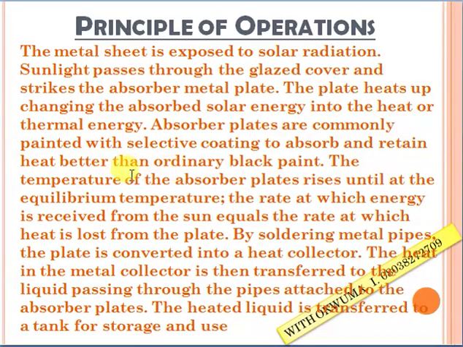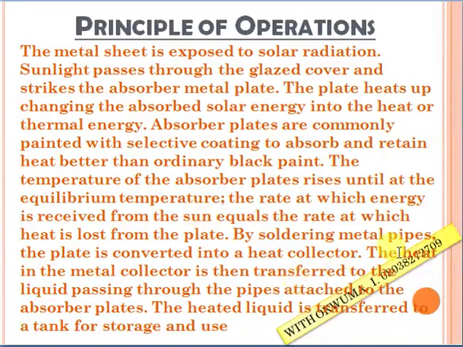Now we say that the temperature of the absorber plate rises until the equilibrium temperature, that is, the rate at which energy is received from the sun equals the rate at which heat is lost from the plate. So we find that the temperature of the absorber plate will rise until we obtain what we call equilibrium temperature. And what do we mean by this equilibrium temperature? It is the temperature at which the rate of the energy received from the sun will be equal to the rate at which energy is lost from the absorber plate.